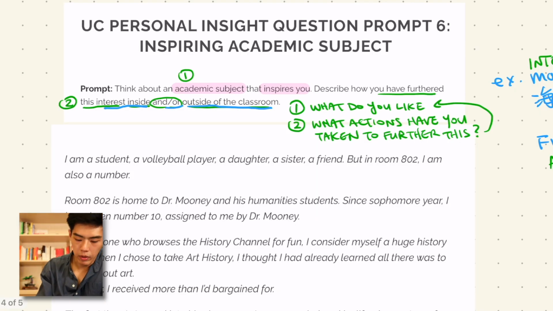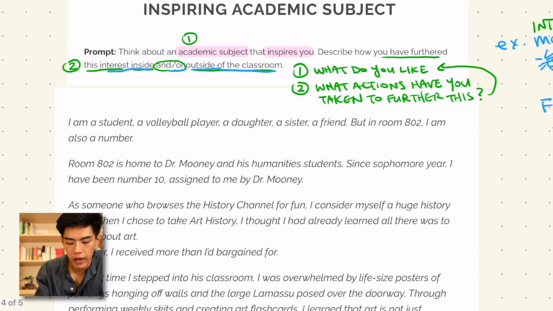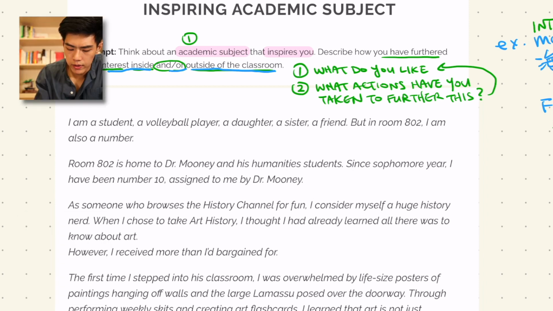Okay, so let's look at the example. I am a student, a volleyball player, a daughter, a sister, a friend, but in room 802 I am also a number. Room 802 is home to Dr. Mooney and his humanities students. Since sophomore year, I have been number 10, assigned to me by Dr. Mooney. As someone who browses the History Channel for fun, I consider myself a huge history nerd. When I chose to take art history, I thought I had already learned all there was to know about art. However, I received more than I bargained for.